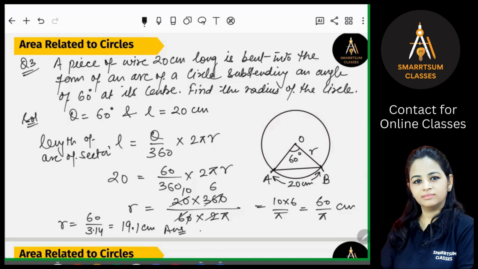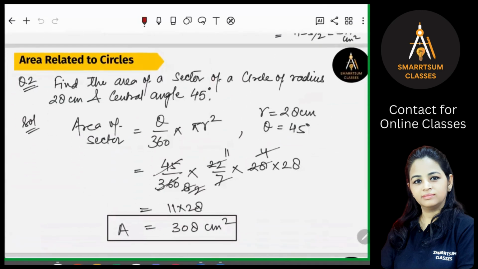So this is a question given in your NCERT exemplar. This is a question of NCERT exemplar. And the previous one is also from NCERT exemplar.